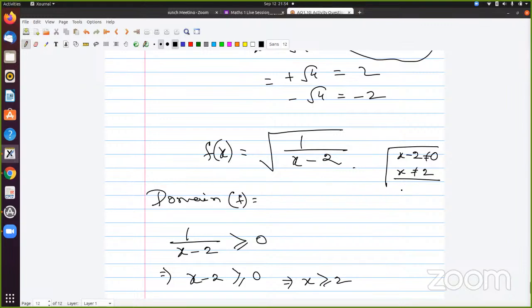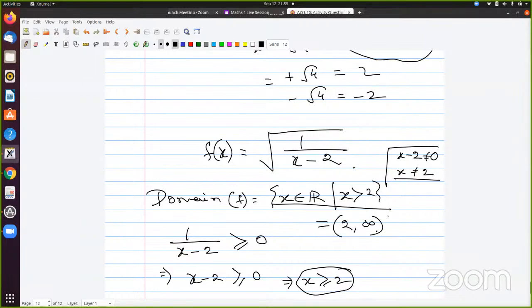So x cannot be 2, right? Because if we put 2, it will be 1 by 0. So it cannot happen. And here I am getting x should be greater than or equal to 2. So eventually the domain is all real numbers which are strictly greater than 2. So it is basically open 2 to infinity. I am putting open because I cannot include 2. Sir, why is x minus 2 greater than or equal to 0? Because it is under the square root, it cannot be negative.